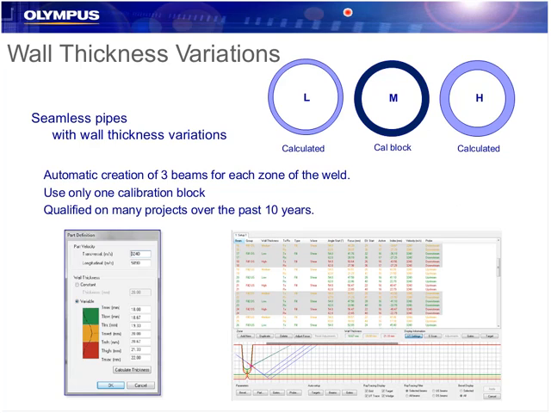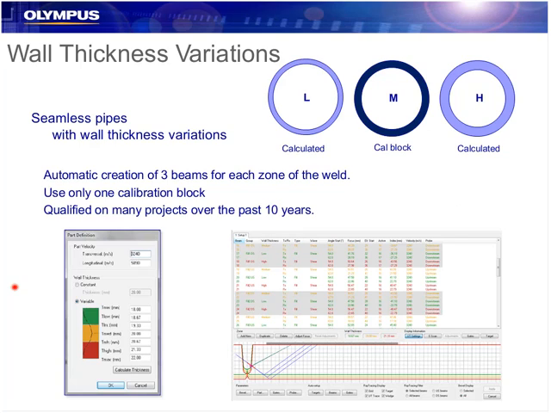We also have specialized tools, things like wall thickness variation. Often, especially in seamless pipe, it might vary up to about 10% thickness. So we only have one cow block designed on the nominal, but we might actually have a few different thickness values.